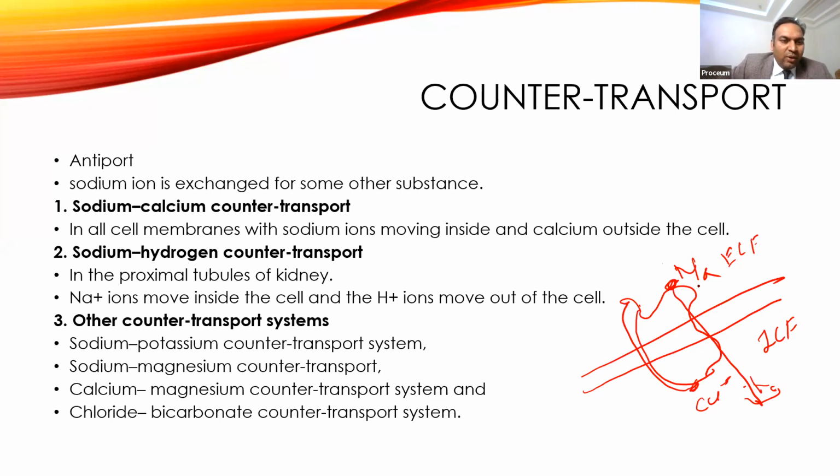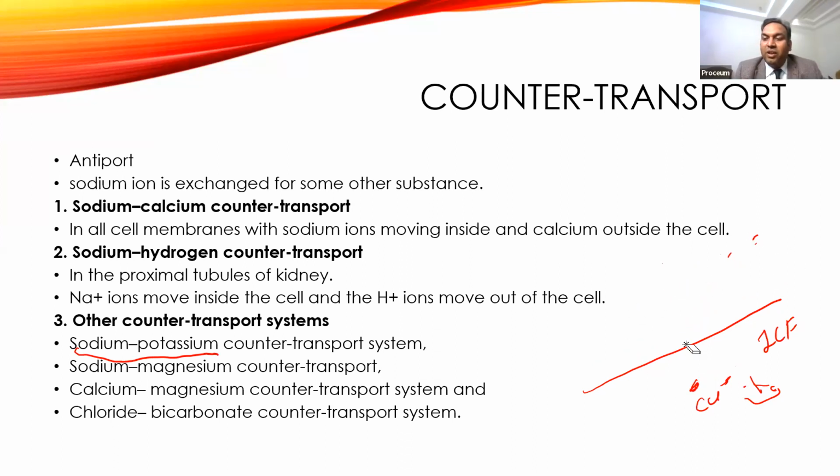Similarly, sodium hydrogen counter transport is seen in the kidney, where sodium moves inside the cell while hydrogen moves into the lumen of the renal tubules, and this is how it causes acidification of the urine. There are other examples like sodium potassium counter transport. This sodium potassium counter transport is when sodium moves along the concentration gradient with potassium against the concentration gradient. When this type of mechanism occurs, we call it counter transport, and here also energy is not utilized directly.